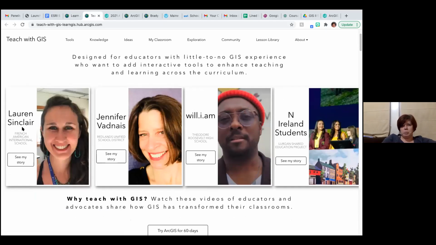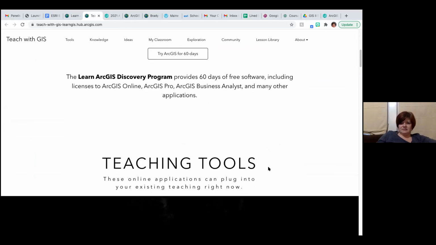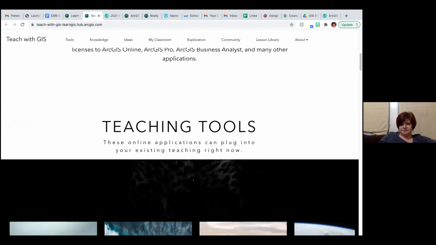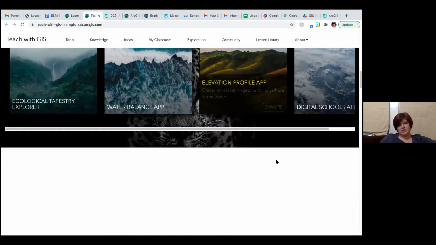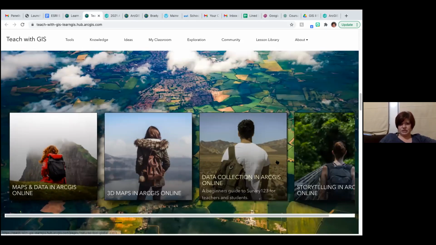Lauren Sinclair, out in Washington State, is an amazing middle school teacher and does a lot of hands-on GIS things with her students. Will.i.am, you guys might know him, he is a musician, has gone to schools in California to help promote GIS education. So on here, there are a lot of teaching tools. You can see all of these lessons that you can explore, and I've given you that link so that you can use it.